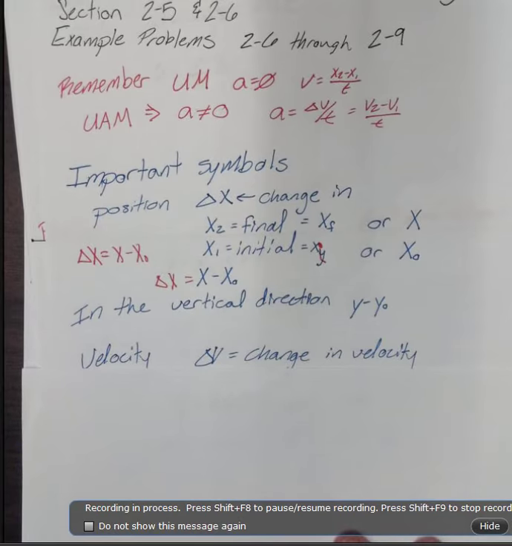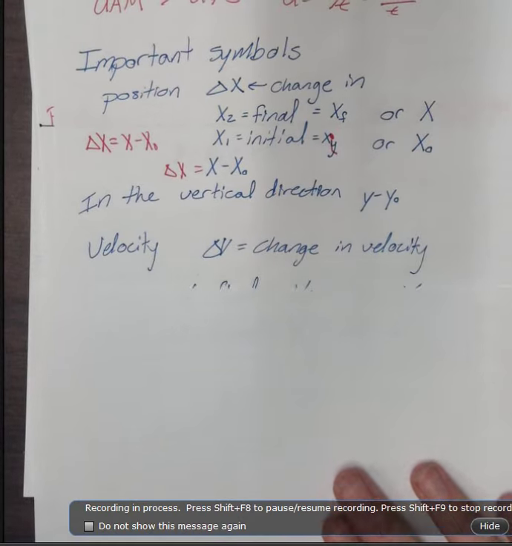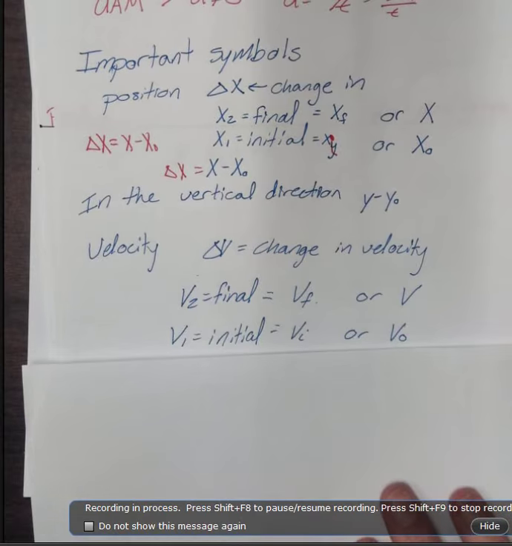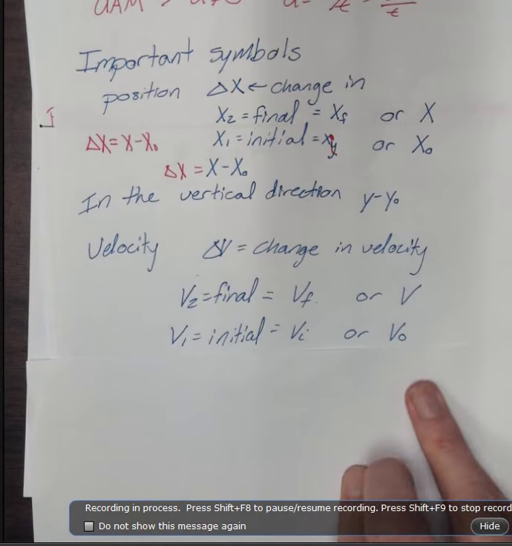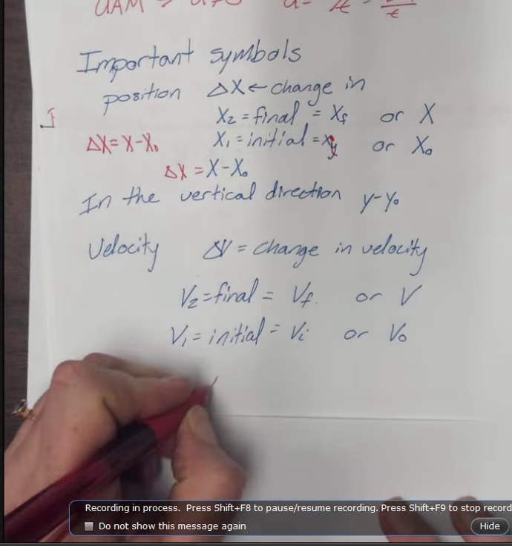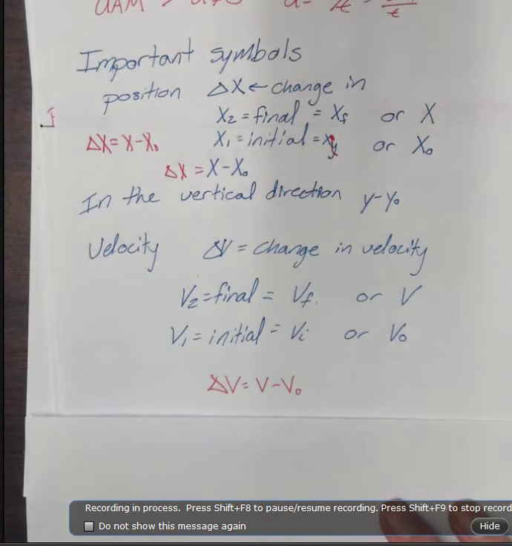And then you're going to notice the same nomenclature for velocity, where delta v is the change in velocity. So final velocity, which we've represented as v2 up to this point in time, could be given as vf or v. So by that logic, it should make sense that your initial velocity v1 is given by vi, but most commonly in your AP material, you're going to notice it given as v0, or velocity at the initial position, which means that your change in velocity is going to be given by v minus v0, the final minus the initial.